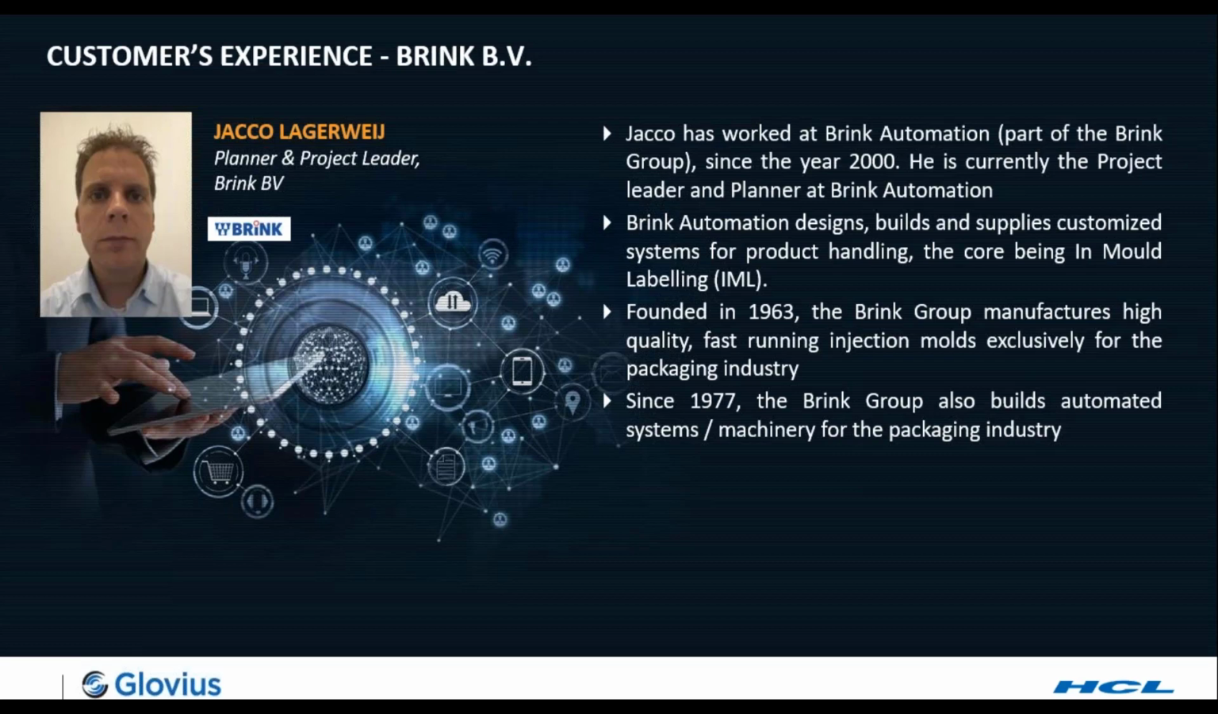The business unit I am working for designs, builds, and supplies customized systems for product handling. And the core business for us is in-mold labeling. In-mold labeling is a process where pre-printed label material, polypropylene foil, is placed in the mold cavity automatically by our systems, and then during injection of the hot plastic material in the mold, the label merges with this material, and together they take the shape of the mold during the cooling stage. That's when the product hardens and you get the final package, a product with a label included.